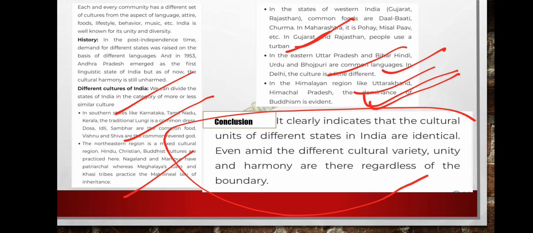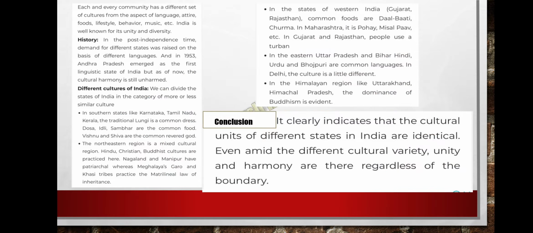In the conclusion, I have mentioned that it clearly indicates that the cultural units of different states in India are identical. Even amid the different cultural variety, unity and harmony are there regardless of the boundaries. So in this way you can give the conclusion and end the answer. So you can write in this way.